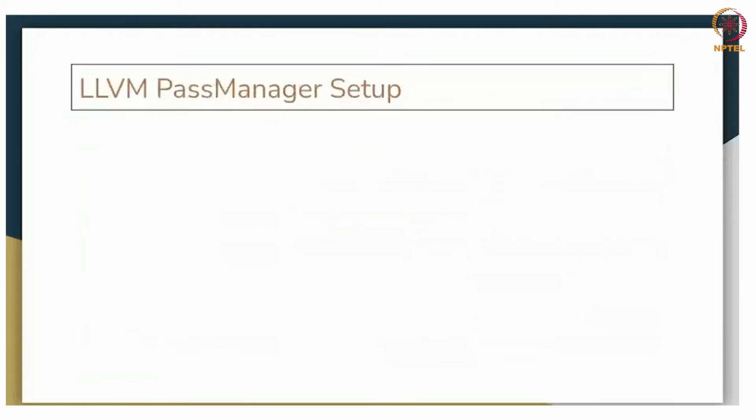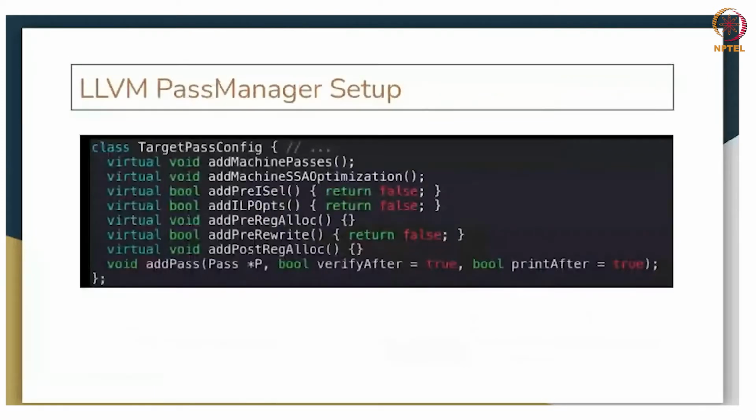So in the LLVM Pass Manager, you have this TargetPassConfig class, where you have addMachineSSAOptimization, addInstSelector, the ILP optimizations, which I think stands for instruction level parallelism, register allocation, addRewrite, addPostRegAlloc, addPass. These are all target dependent passes. So for different targets, you have to write different code.